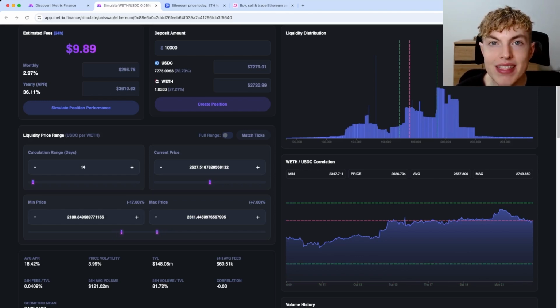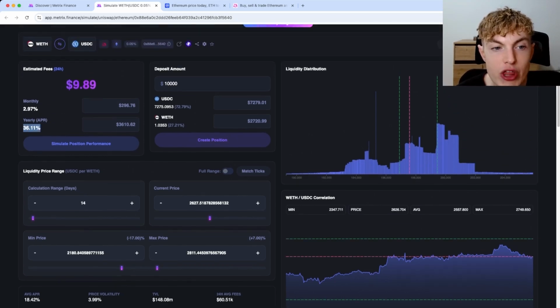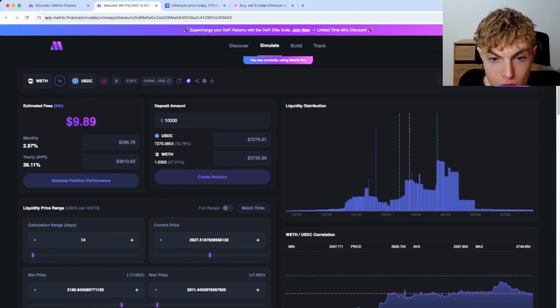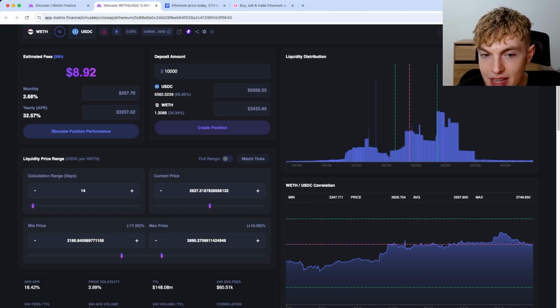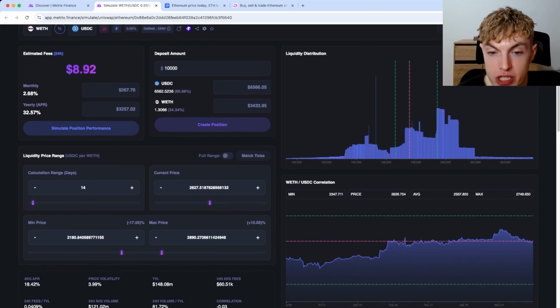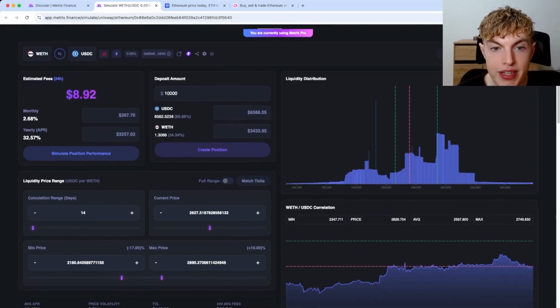2,180. Now keep in mind, this is a pretty tight range, so you may have to do some adjusting, but right there, we're sitting at 30% yearly APR. Now that's great right off the bat. I probably would make the max price a bit wider and have a range like this, getting about 32-33% APR, so hopefully I wouldn't have to adjust my position as often, but nonetheless, it's a pretty solid return.